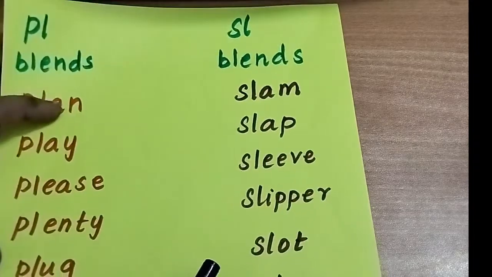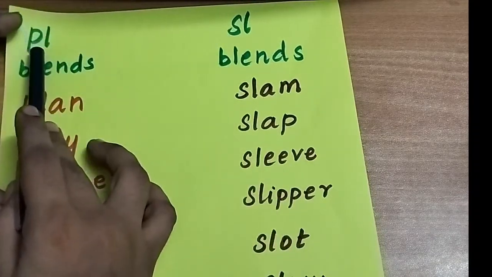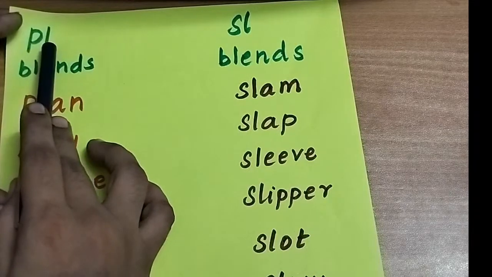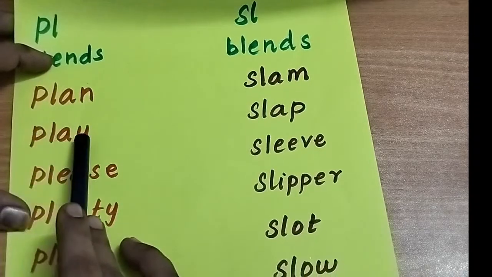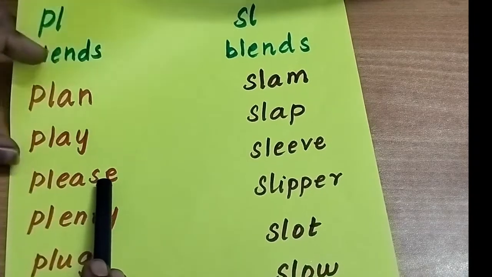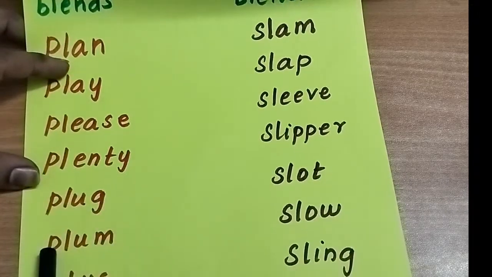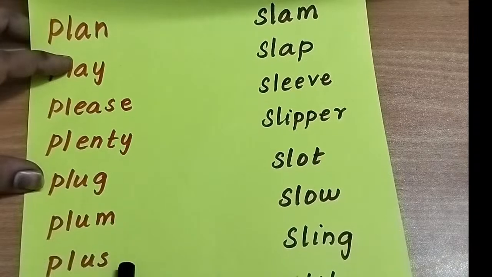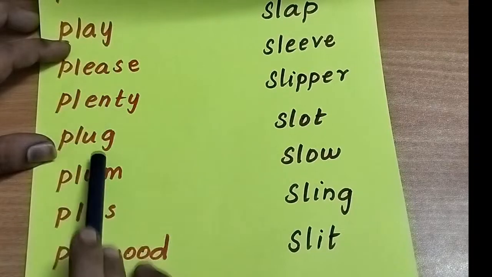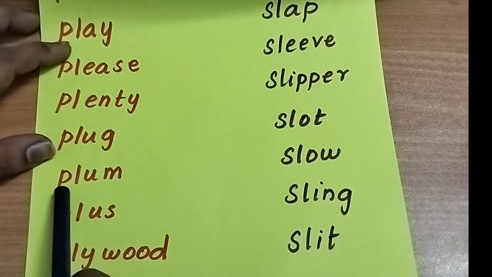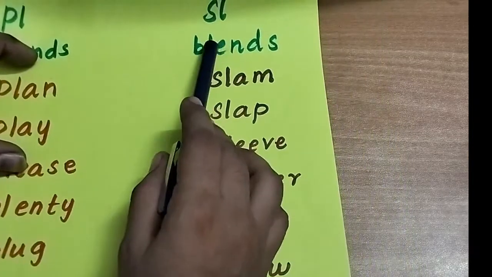The next set of words is PL blends and SL blends. The sound of P is P. The sound of L is L. Plan, play, please, plenty, pluck, plum, plus, plate. These are PL blend words in which the sound of P is P and the sound of L is L. Next, SL blends.